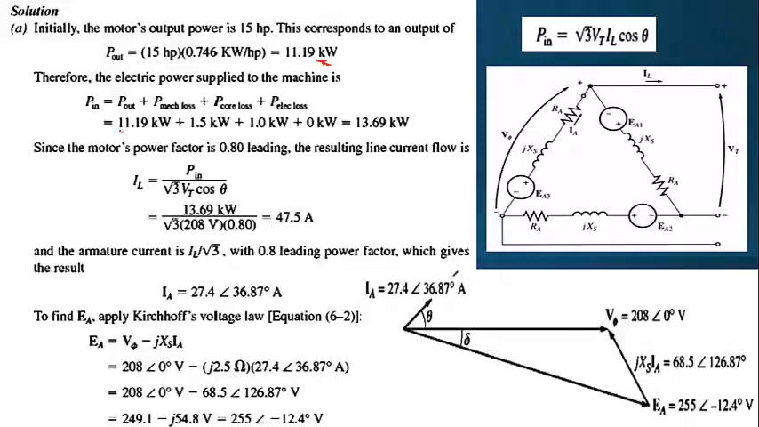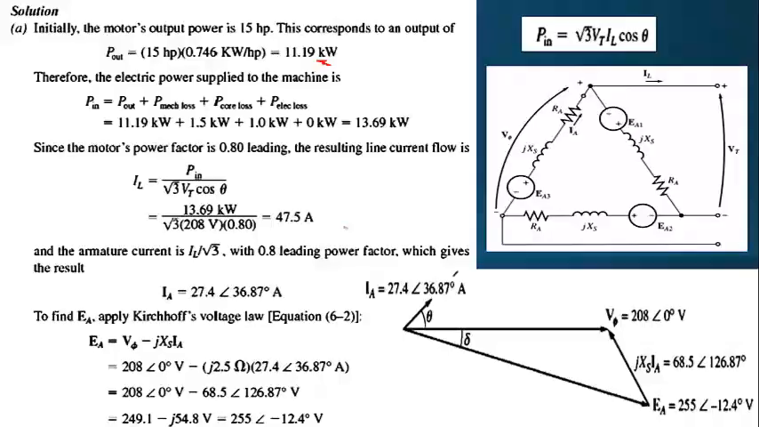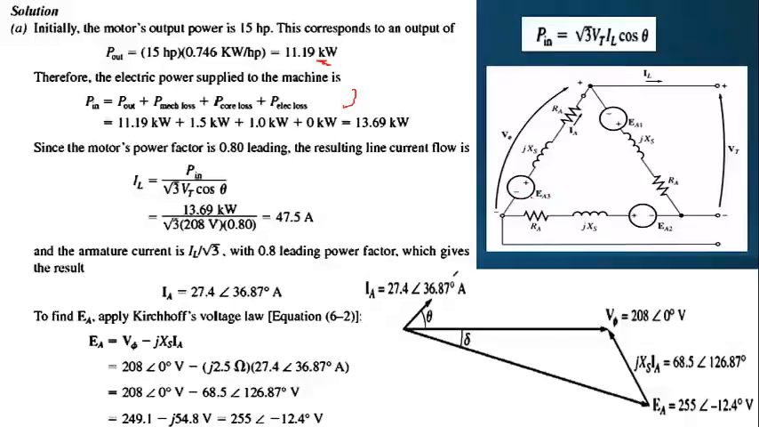Now we have our output power to be 11.19 kilowatts. The mechanical losses, which represent the friction and windage loss, 1.5 was given, and then the core loss, 1.0, was given. So we can input those. And then the electric loss: we know that the electric loss is equal to 3 multiplied by IA squared multiplied by R, and the question said that R is negligible, so we should neglect R. If R is neglected, then the electrical loss is 0. If you compute all this, you get the input power to be 13.69 kilowatts.